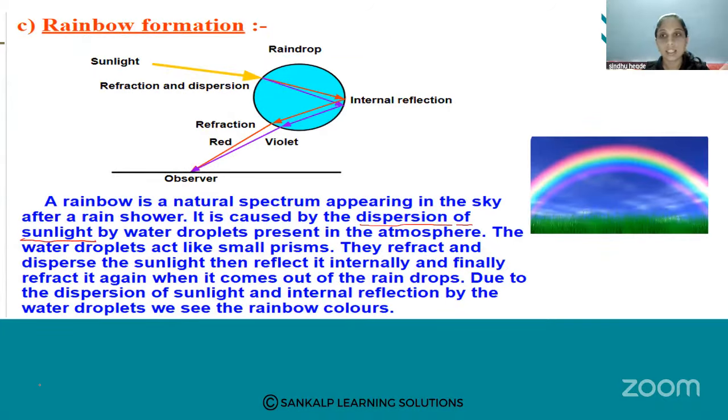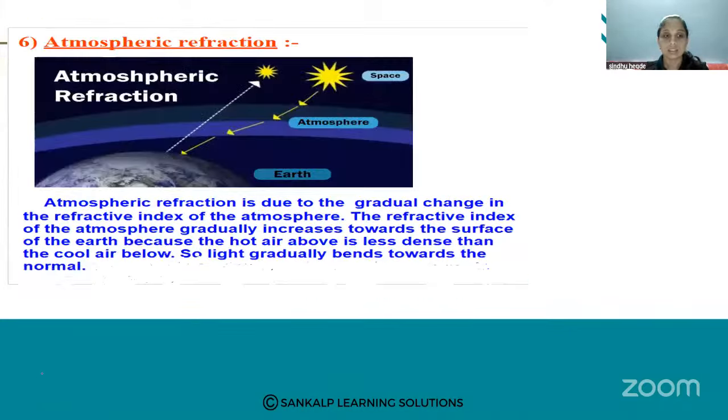Then finally, in our yesterday's class, we discussed how the rainbow is formed. This is mainly due to the dispersion of sunlight, right? Okay, that is completed up to this point. Now, the first concept in our today's class is atmospheric refraction.